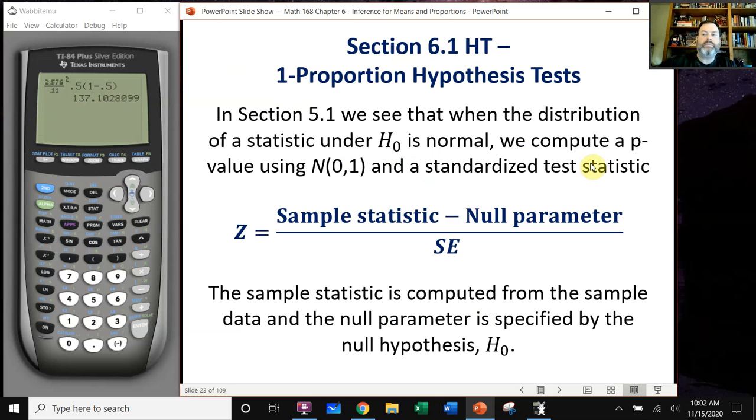All right, last topic is hypothesis testing. In section 5.1, we see that when the distribution of a statistic under the null hypothesis is normal, we compute a p-value using N(0,1) and a standardized test statistic z. This is what we used in section 5.1. There were other methods given in section 5.1, so if you haven't practiced this method, you're going to have to know it to do this. But we'll practice it a little bit.